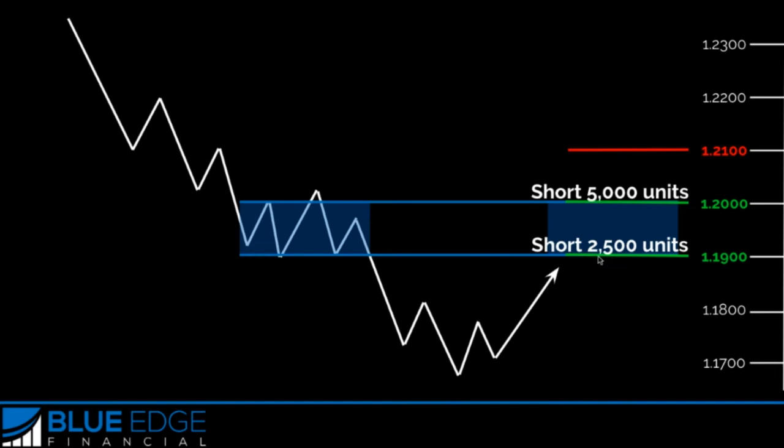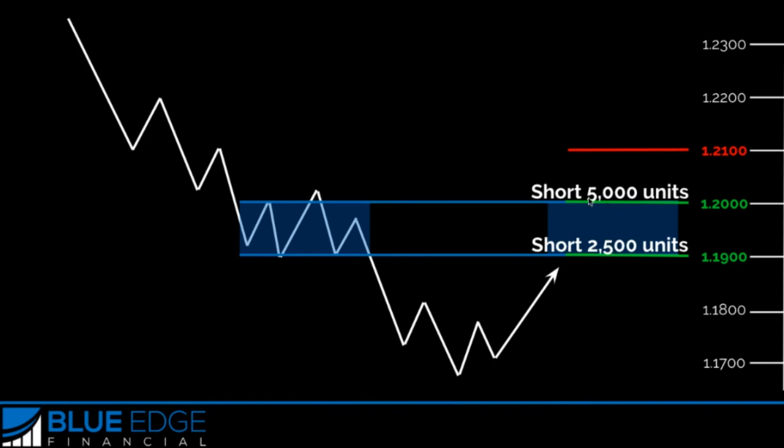So 2,500 units of the Euro USD means your value per pip movement is 25 cents. With your stop loss up here at 1.2100, you have a 200 pip stop on this position, and if it hits your stop loss, that is a $50 loss on this trade. We found that out by multiplying the 25 cents by the 200 pips, and that would give us $50.